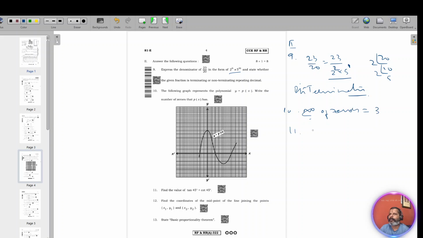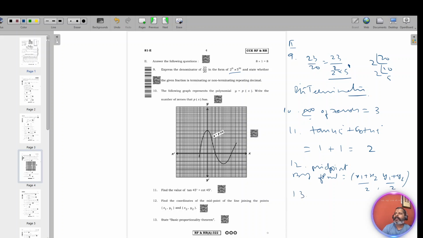Find the value of tan 45 cot 45. It is very easy. Tan 45 is 1, cot 45 is its reciprocal, that is 1 by 1, so 2. Find the midpoint of the line joining the points x1, x2, y1, y2. Therefore, the midpoint formula they are asking. By midpoint formula, x1 plus x2 by 2, y1 plus y2 by 2, okay.